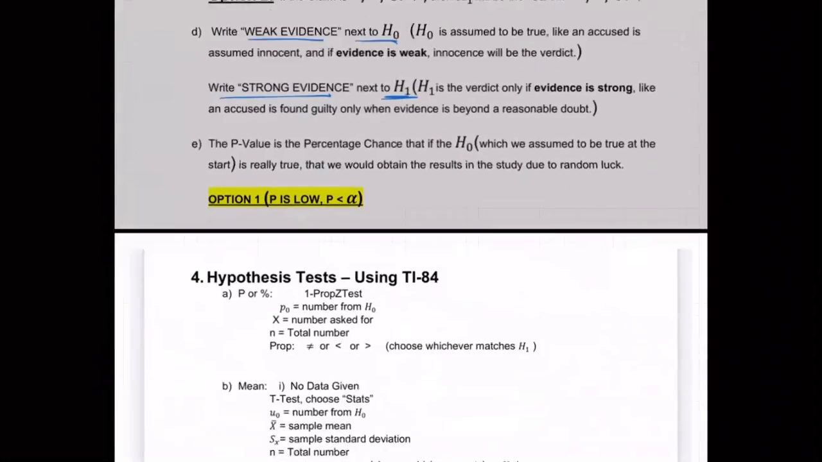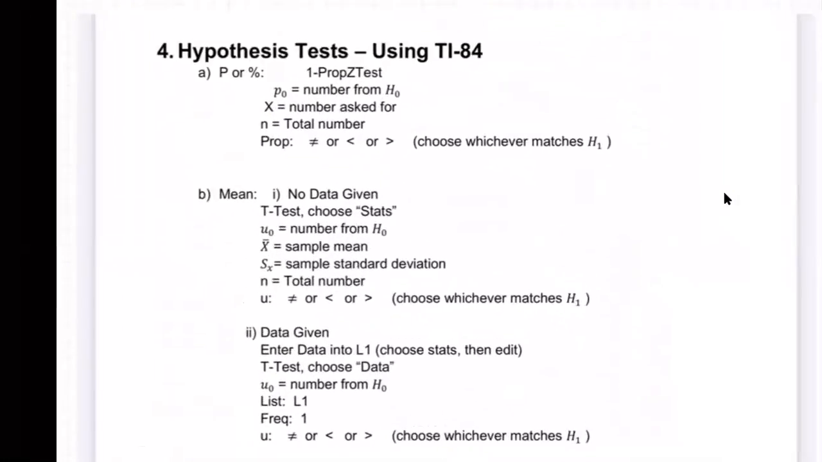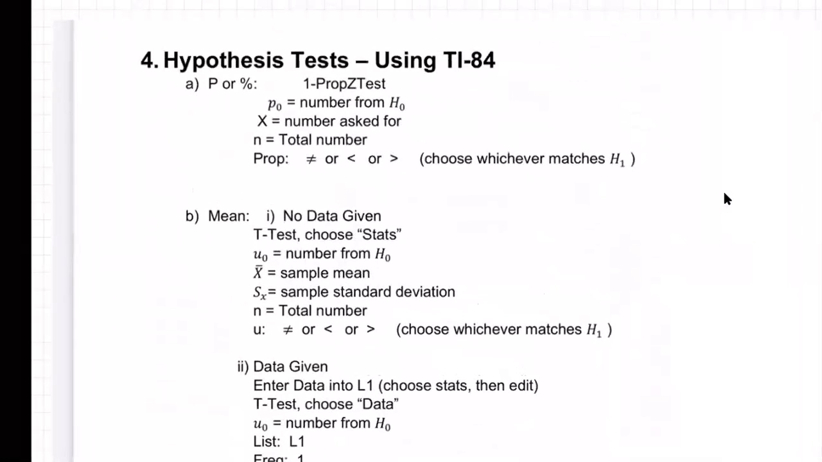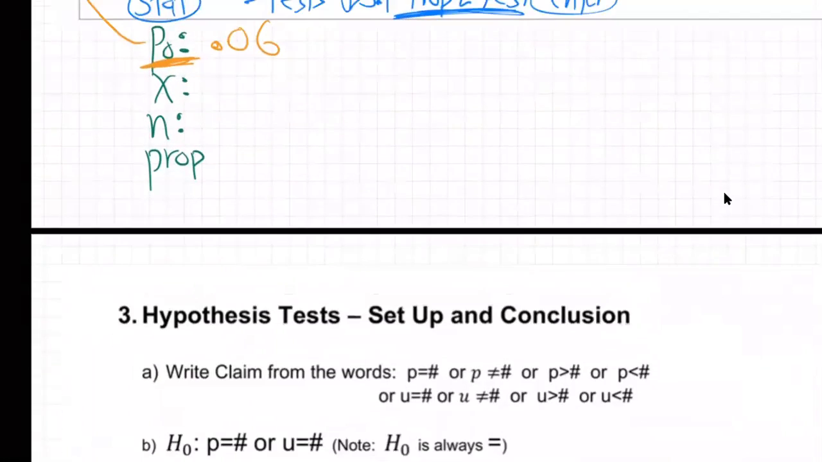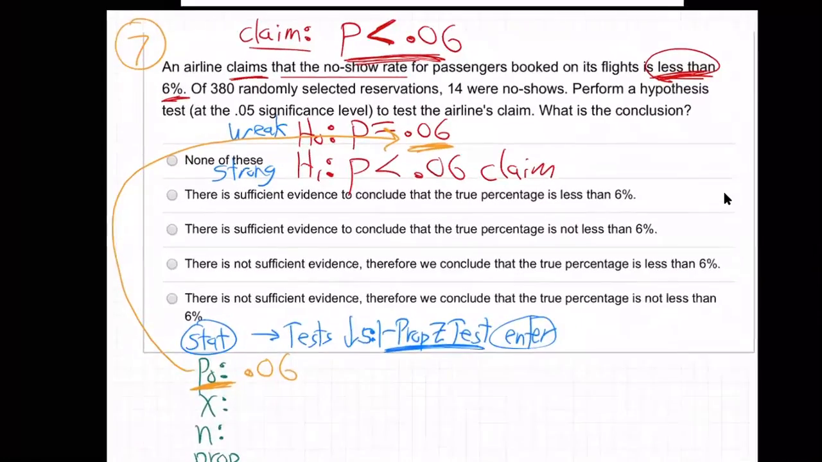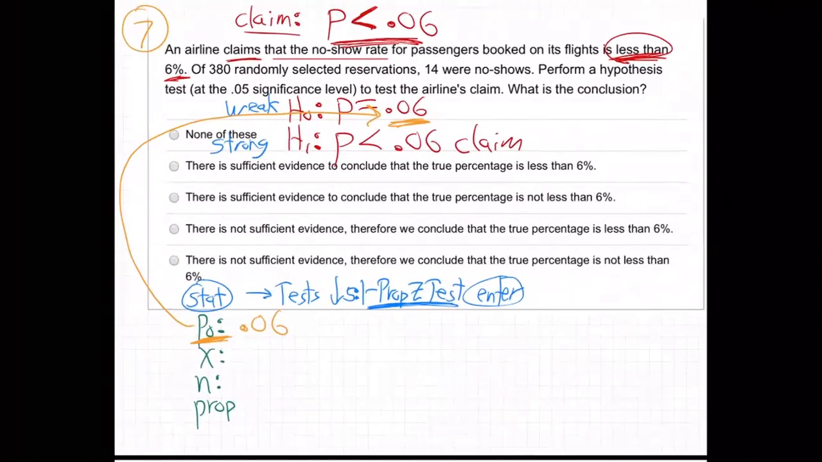Well, we can go down and look at the notes here. What does it say about the X? It's the number asked for. Again, it's the number asked for, just like it was a minute ago. Number asked for over total number. So number asked for over, so what number are they asking for? What are they asking for in this problem?